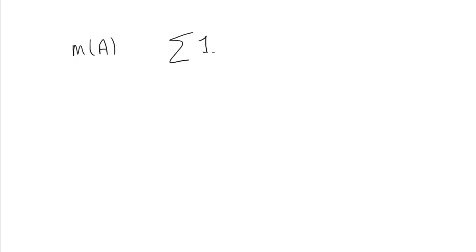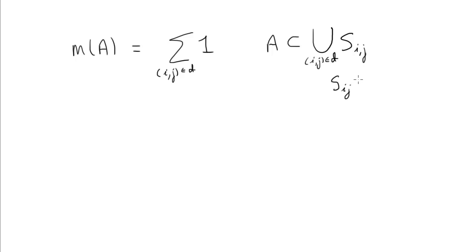I'm just counting up unit squares, where the lower left-hand corner is in an index set. The index set will be all the squares whose union cover A. And then I'll label it by the lower left-hand corner. Right? Doesn't matter, you just got to pick something.